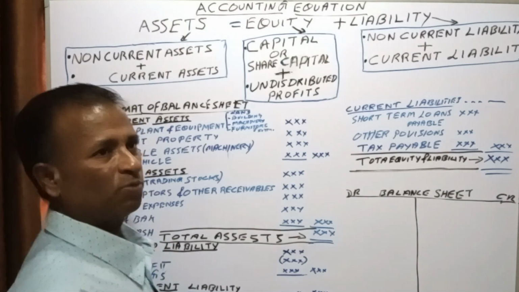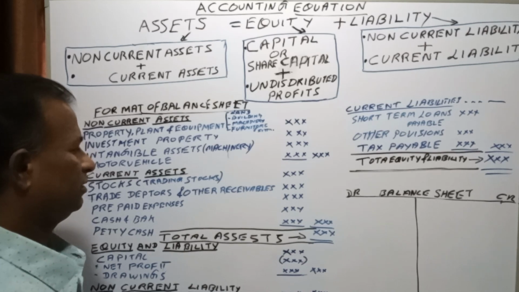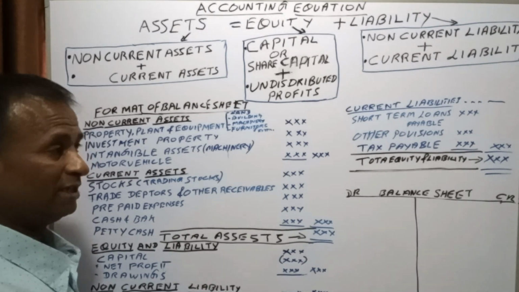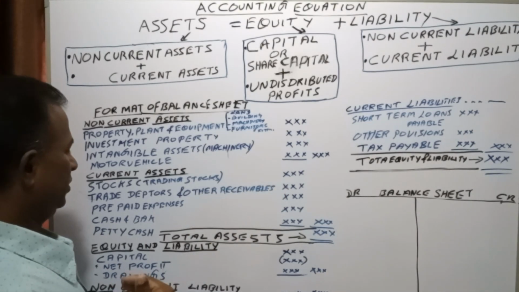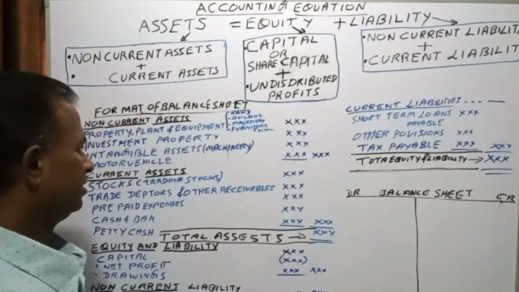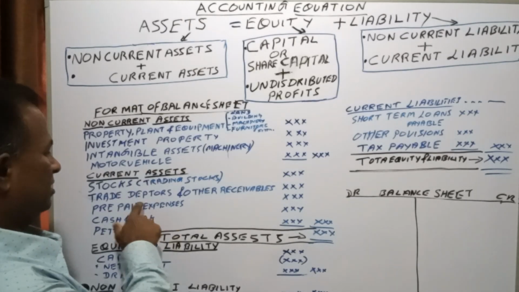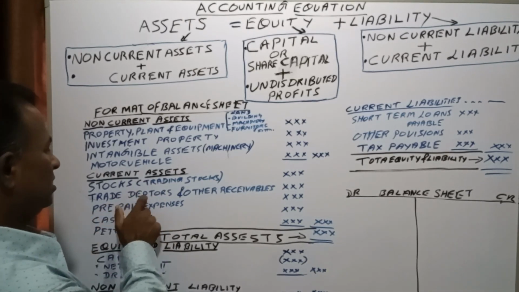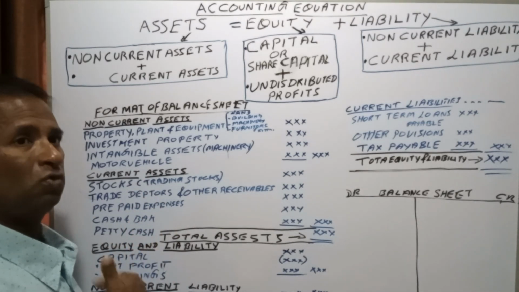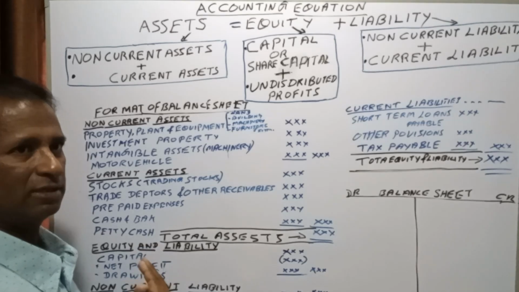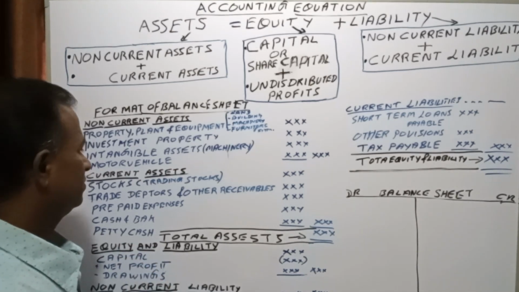Trade debtors means if we have supplied, if we have made any sales on credit basis, the people who owe money to us based on the credit sales are called trade debtors. The trade debtors arise on credit sales. When we make credit sales, all those individuals come under the trade debtors.